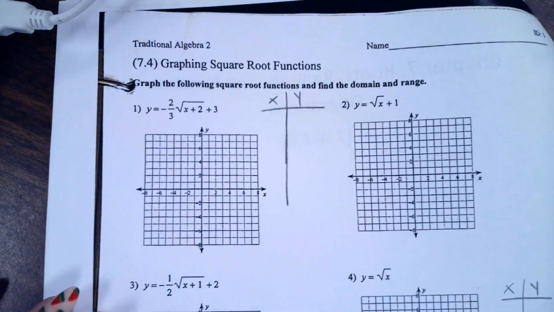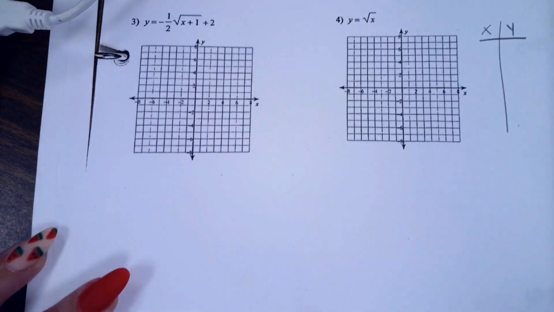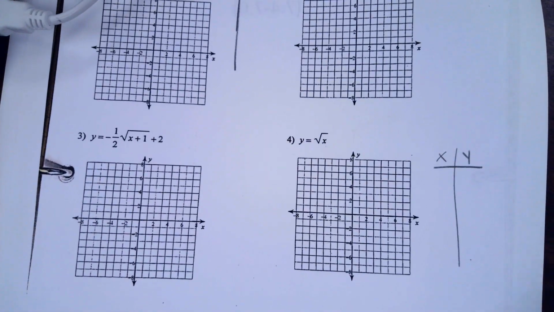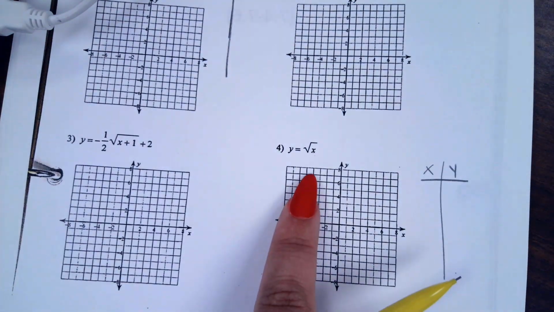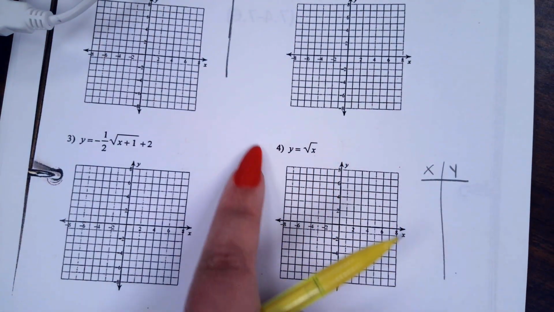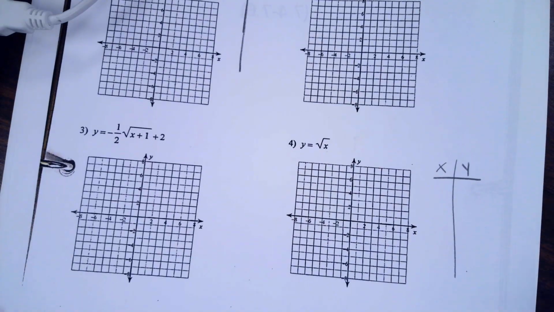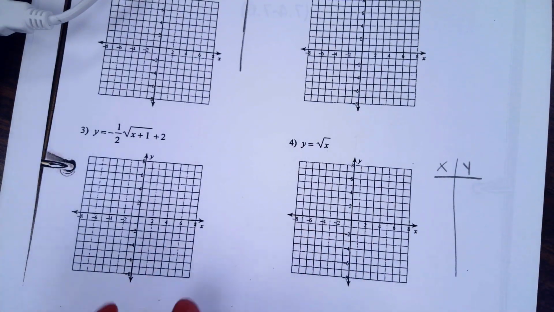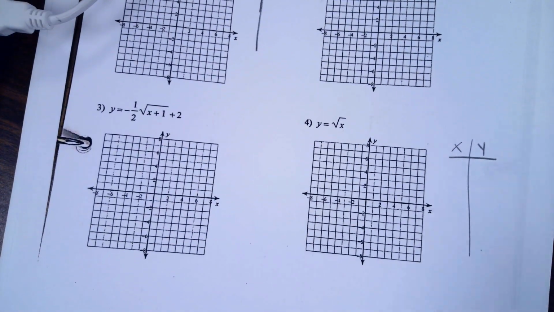Today we are in our new packet 7.4 to 7.6, and we're actually going to do two sections today. We're going to graph square roots and we're going to graph cube roots. So on page 1 in your packet, we're looking at number 4. Number 4 is y equals the square root of x. This is kind of the base of all of our square root functions. It's kind of what they're all going to look like. It's just going to be moved around the graph, stretched, shrunk, and so forth.